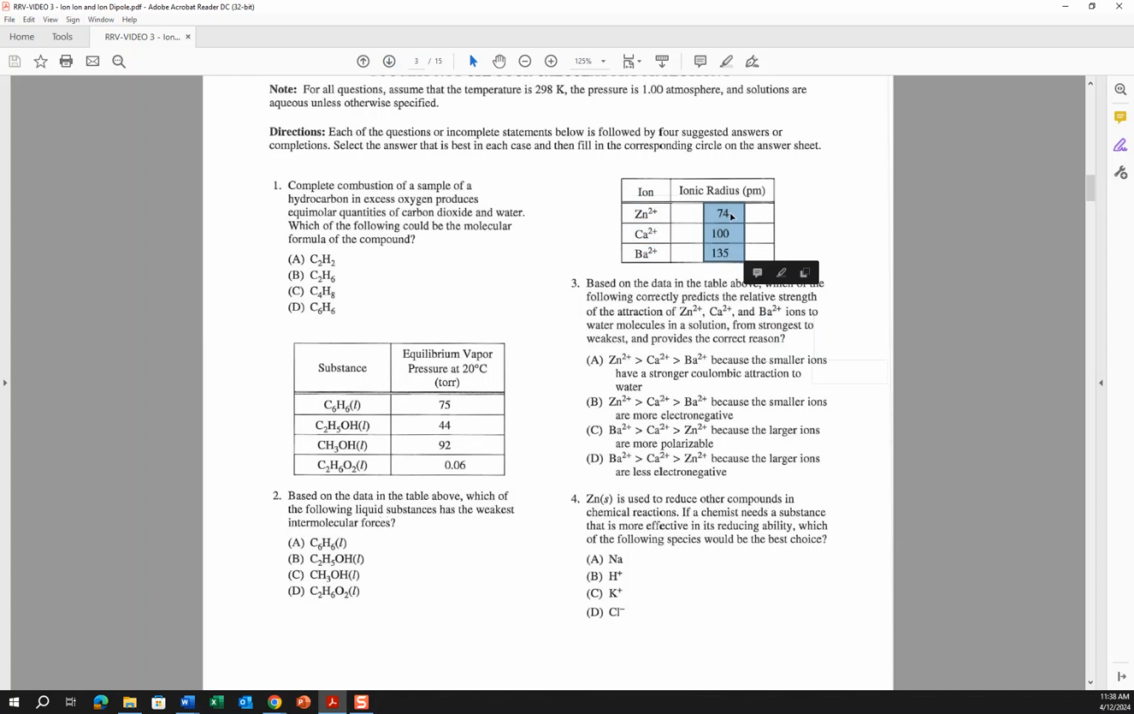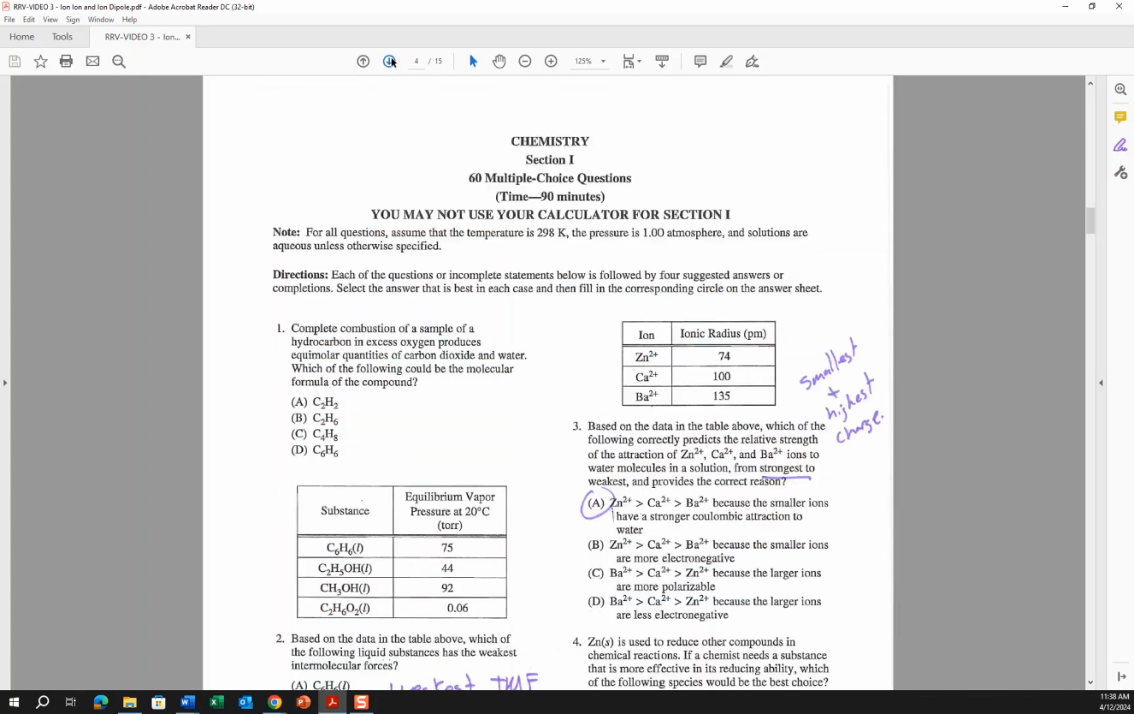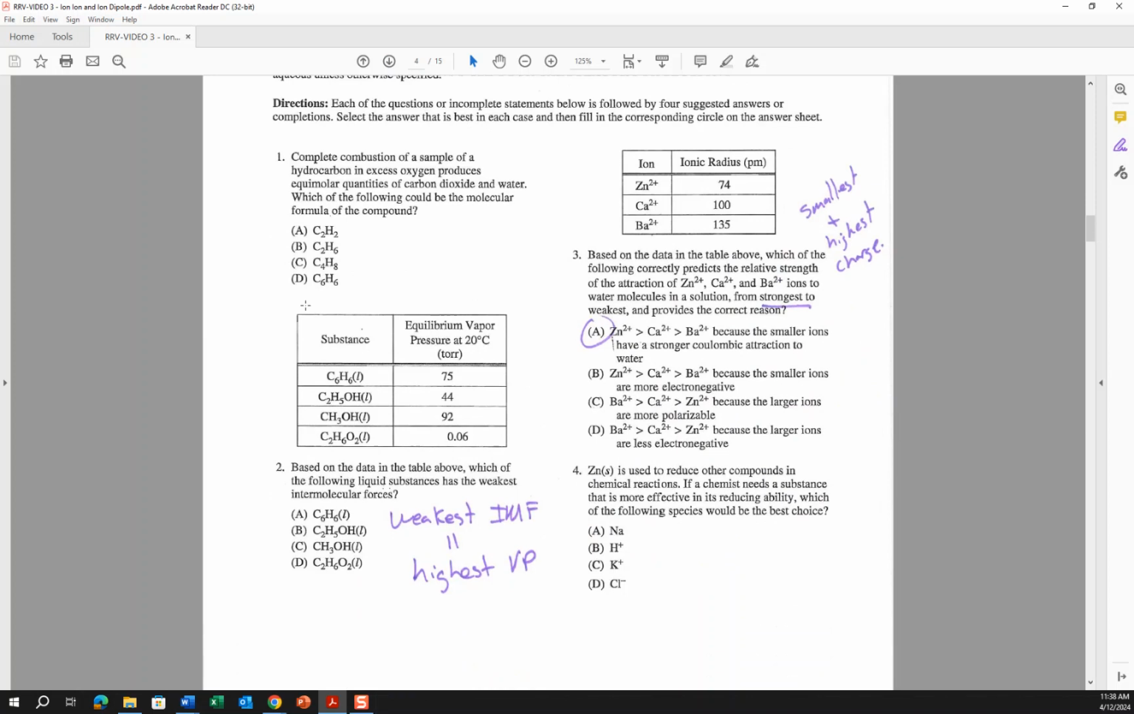So let's see. Okay, so the zinc ion-dipole interaction would be stronger than the calcium ion-dipole interaction, and stronger than the barium ion-dipole interaction. Over here, I just made a note. The video is not really covering this, but remember, the higher the vapor pressure, the weaker the IMF. So this would have the weakest IMFs because it has the highest vapor pressure.